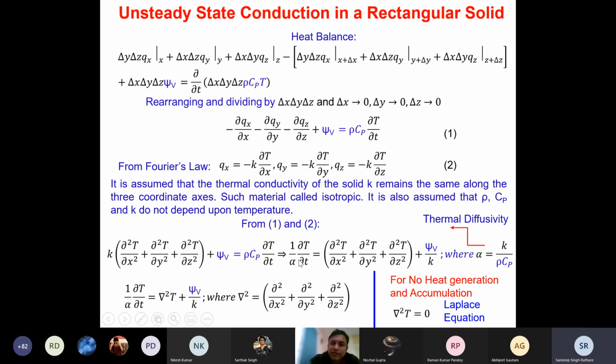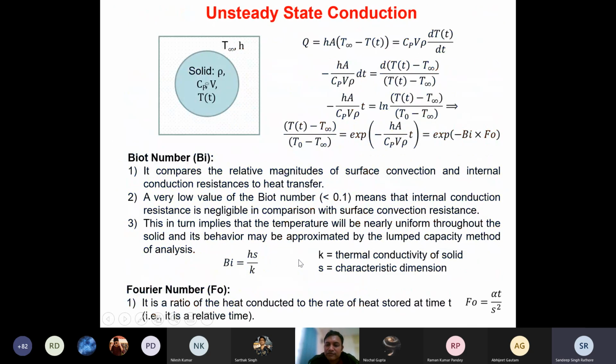All right. Is it clear to everyone? Yes or no? Hello? Hello? So could you repeat the Fourier number once?